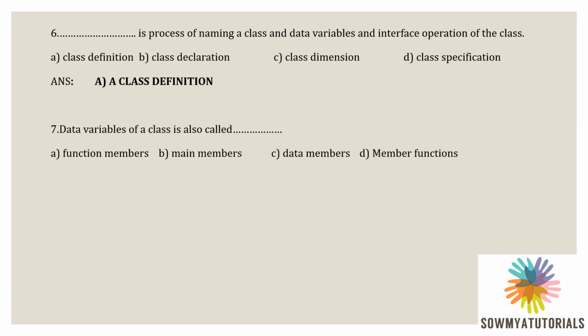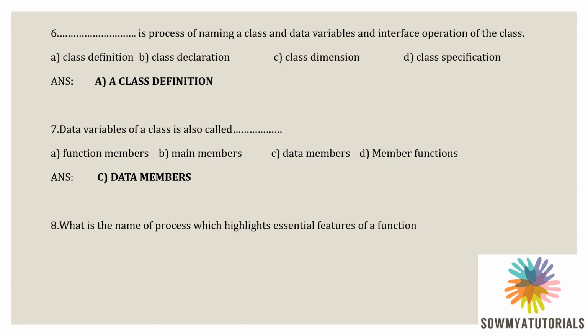The next question is: data variables of the class are also called what? The options are function members, main members, data members, and member functions. So the correct option we get is data members. The data variables are also known as the member data of the classes. They describe the characteristics of the classes. So the correct option is data members.